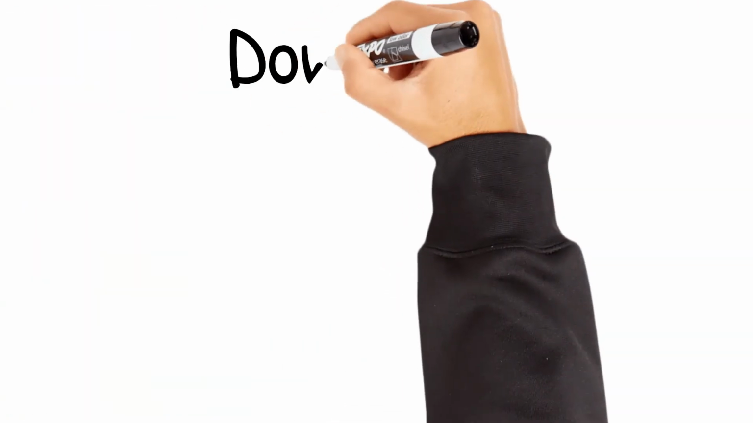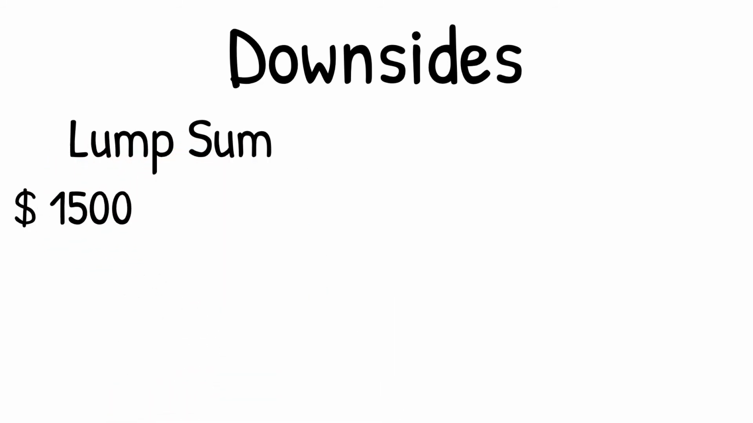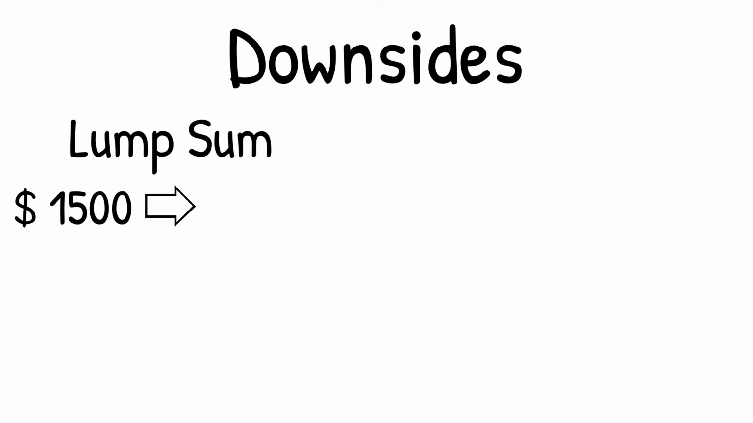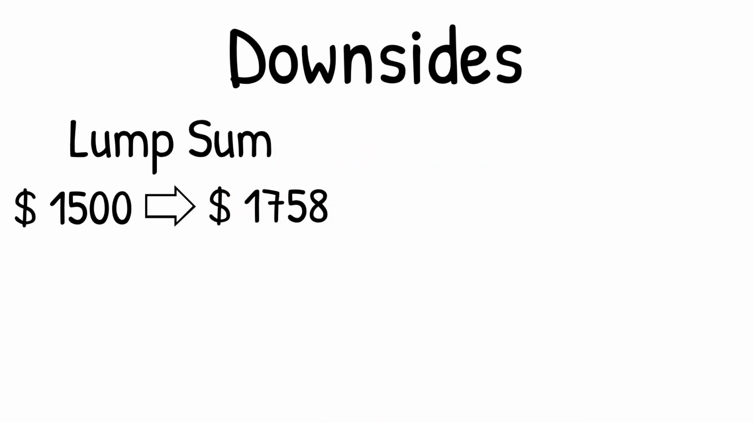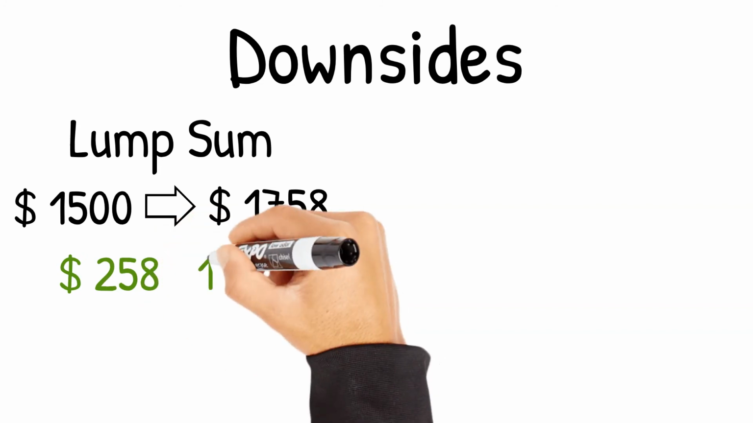Before I close out the video here, I would like to touch on some of the downsides of this investing strategy. Similar to what I had mentioned before, lump sum investing, where you deposit and invest large amounts at one time, can sometimes do better than dollar cost averaging. From the example before, if you had invested the full $1,500 during the March lows of 2020, your investment would have grown to $1,758, which is really good. That's a $258 gain or 17%.